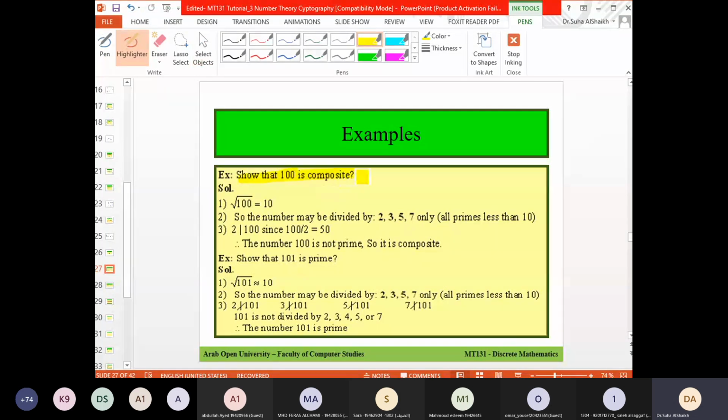Show me that this 100 is composite. The first step depends on the question. Yeah, Ahmed. Sometimes it's a multiple choice question. You don't have to write steps. If it is like show, prove, you have to write the steps.